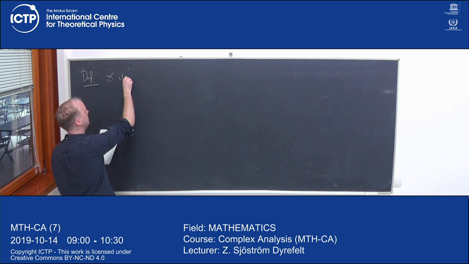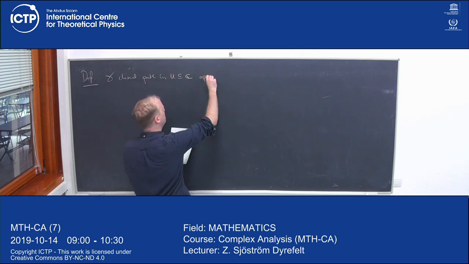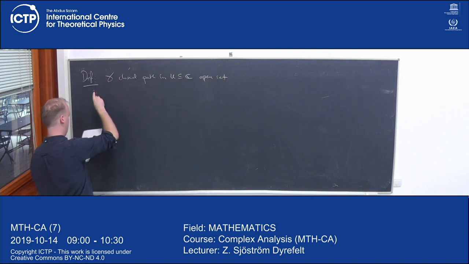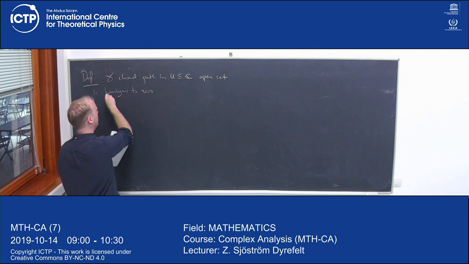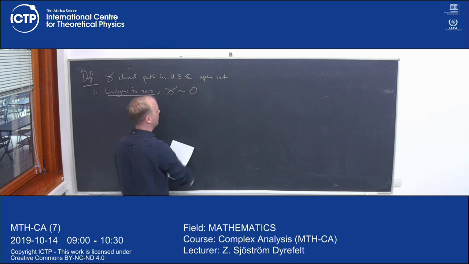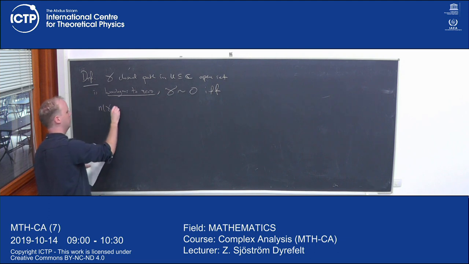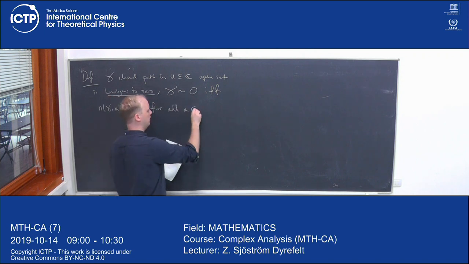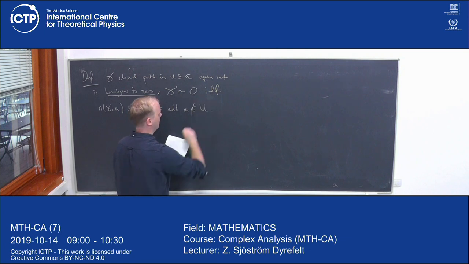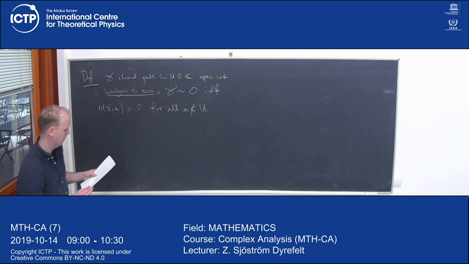If gamma is a closed path in some open neighborhood U in C, it is said to be homologous to zero, and we write gamma homologous to zero, if and only if the winding number around any point a is zero for all a not in U. Okay, so this is what it means to be homologous to zero.